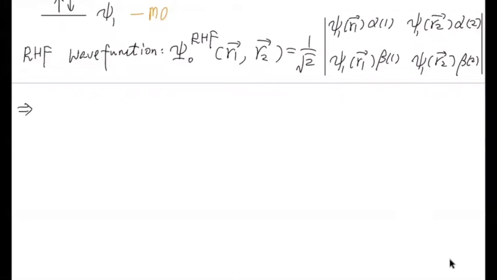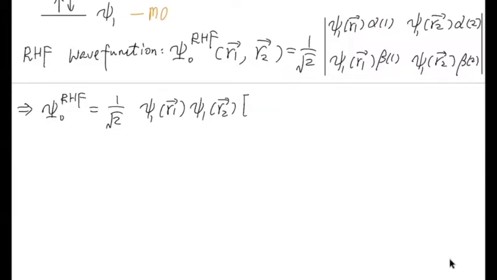So we can expand this two-particle restricted Hartree-Fock wave function as 1 over square root 2 psi 1 of electron 1, psi 1 of electron 2. The two electrons are occupying the same molecular orbital, times the spin part, alpha 1 beta 2 minus beta 1 alpha 2, right? So one spin up and one spin down.